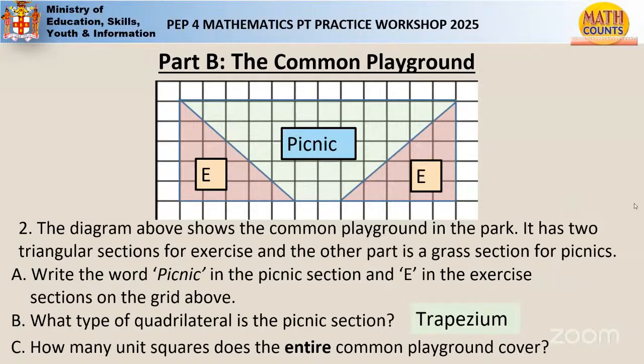Yes, Miss. Name of the school that you're representing? Achievers High and Capital School. All right, go ahead. How many unit squares does the entire common playground cover? 30. 30? Tell me how you got the 30. Where did you start counting from? It's only a pity that I cannot share, ma. Give your control of the screen so you can show me how you got the 30.